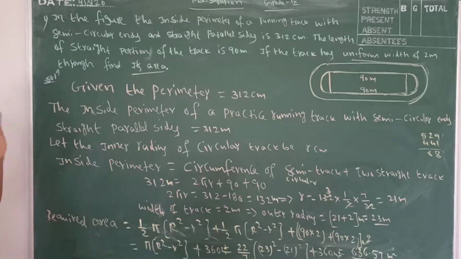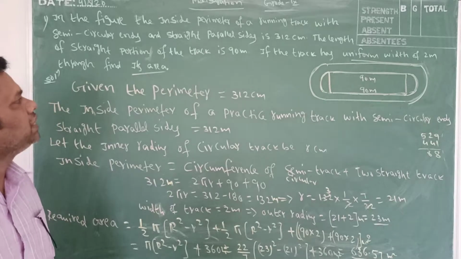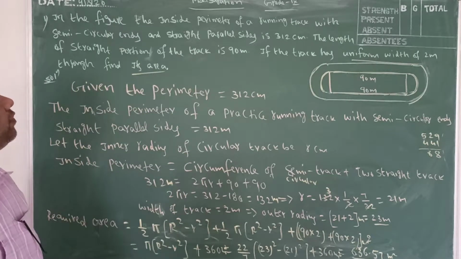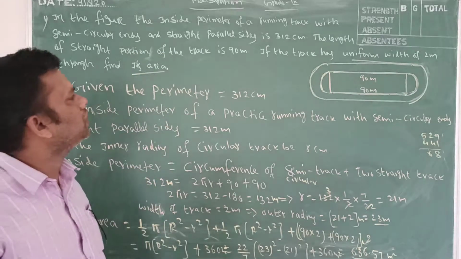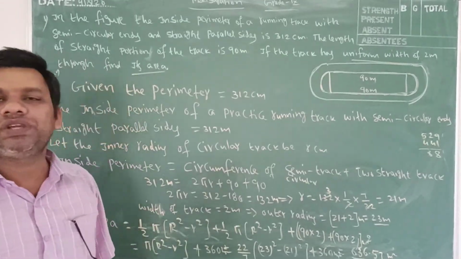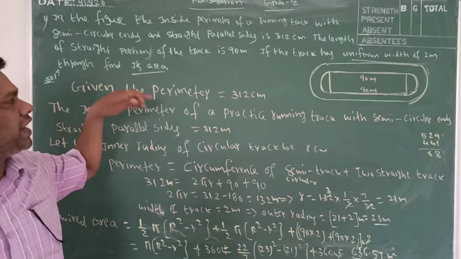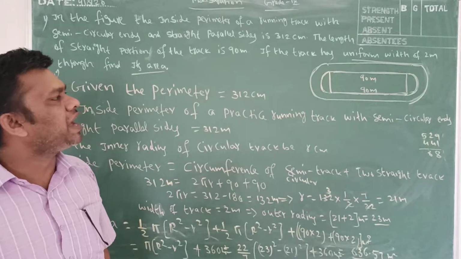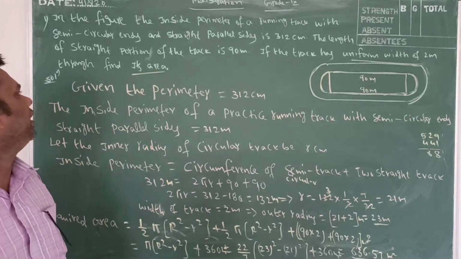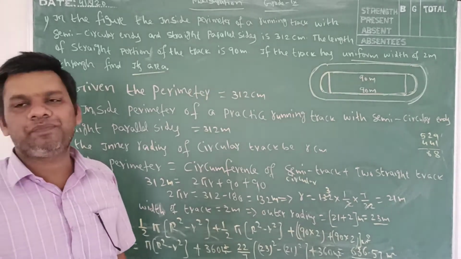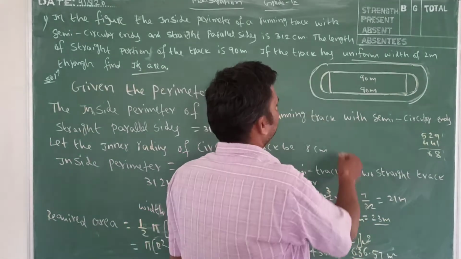Good everyone. See here, mensuration problem. In the figure, the inside perimeter of a running track with semicircular ends and straight parallel sides is 312 meters. The length of the straight portion of the track is 90 meters. If the track has a uniform width of 2 meters, find its area.